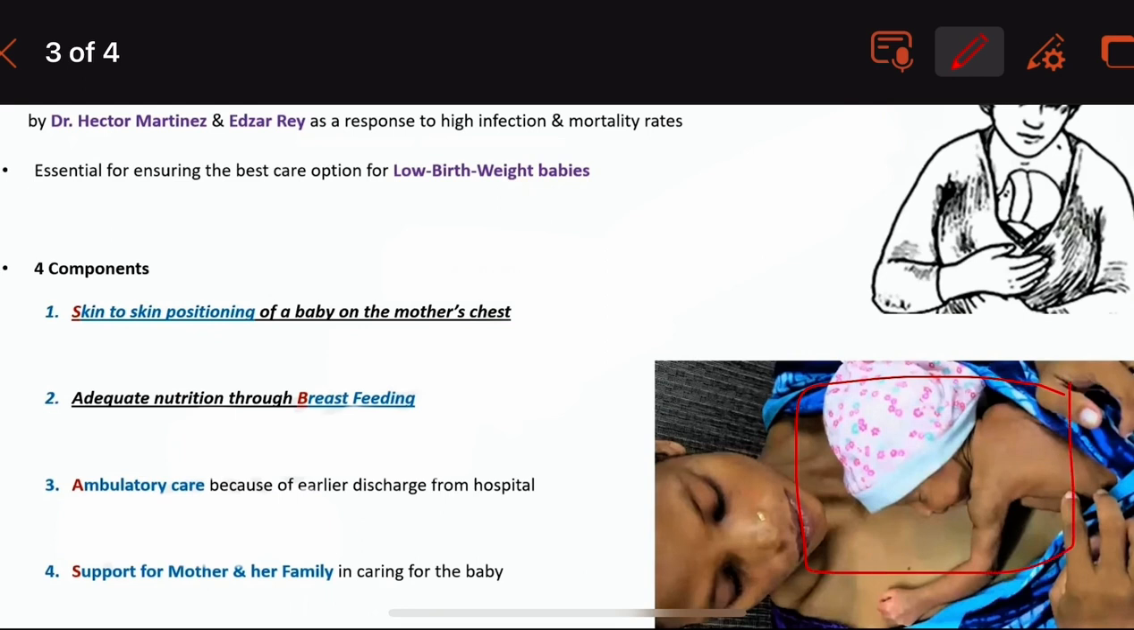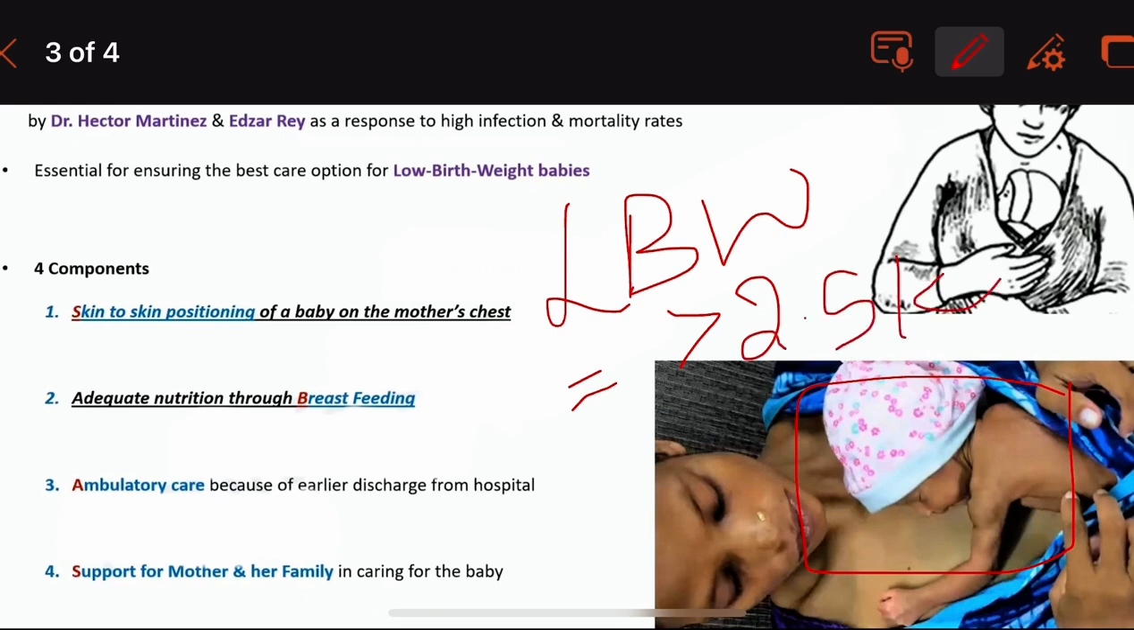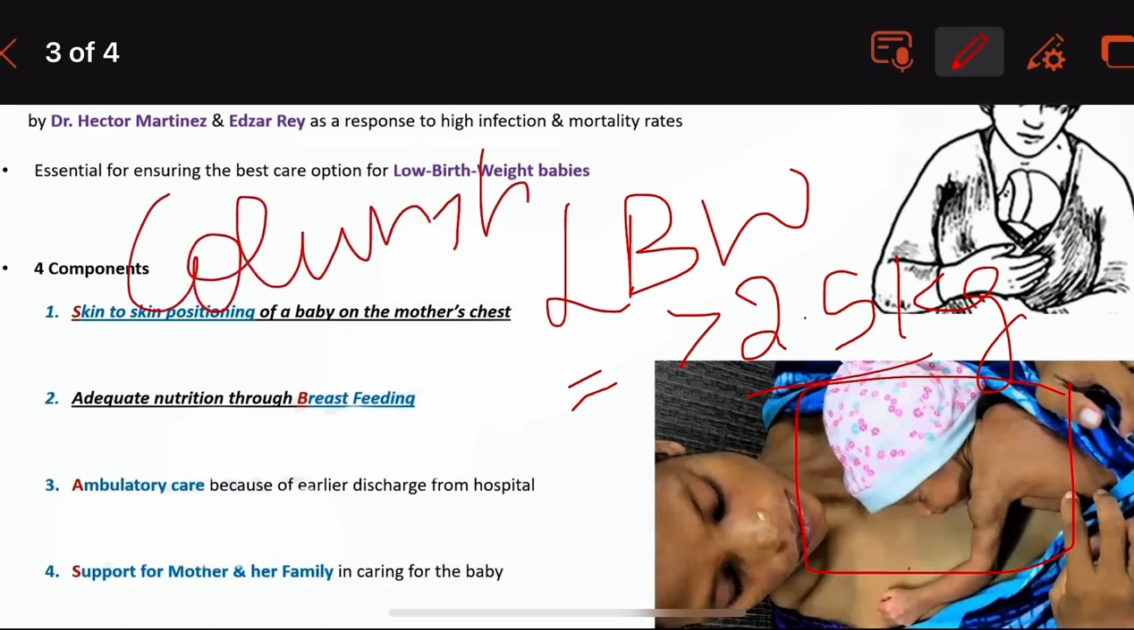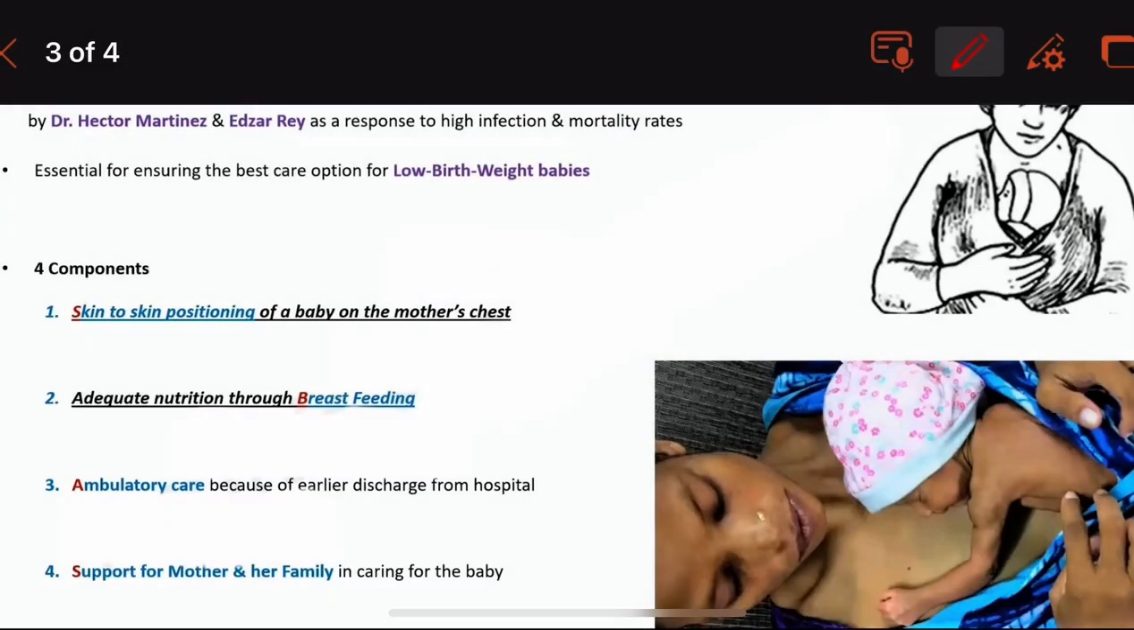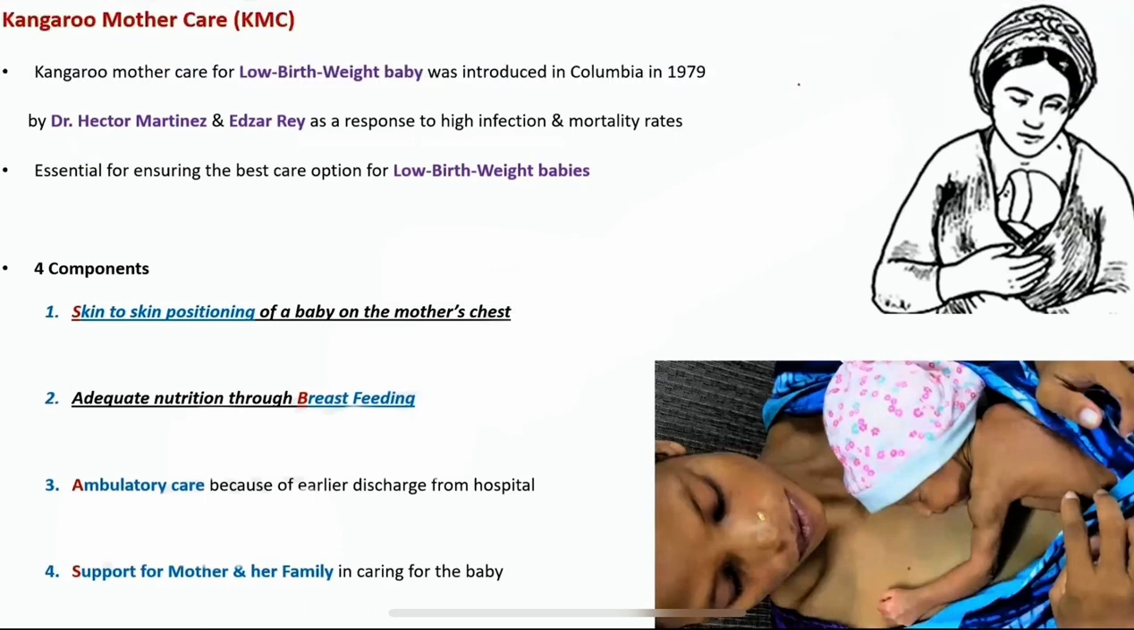We know that low birth weight babies are the babies who are weighing less than 2.5 kgs. Kangaroo mother care is given to them, and it was started in Colombia in 1979. It was introduced by Dr.